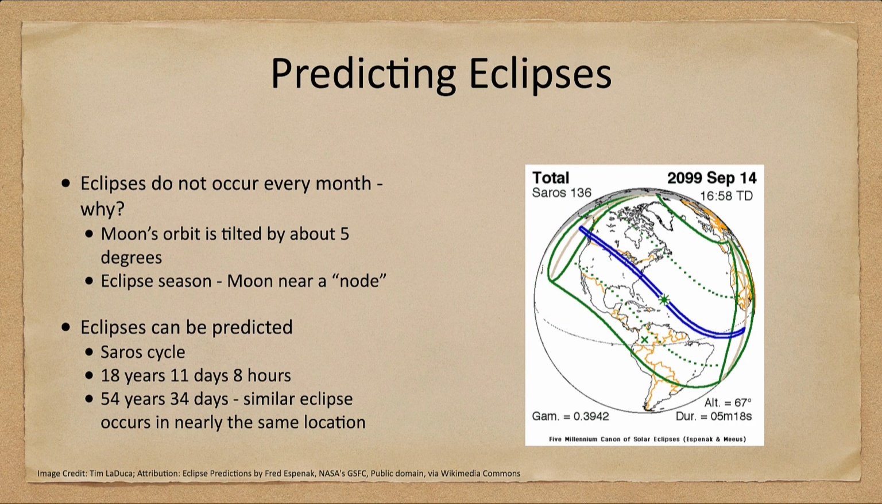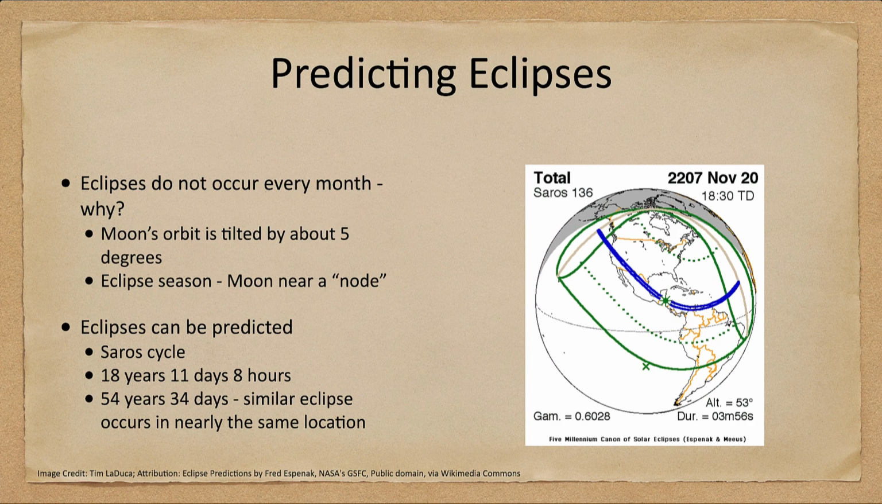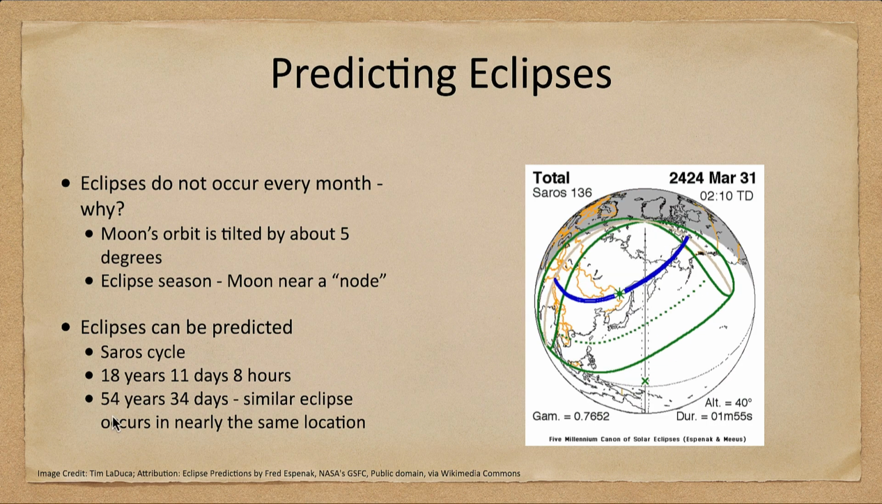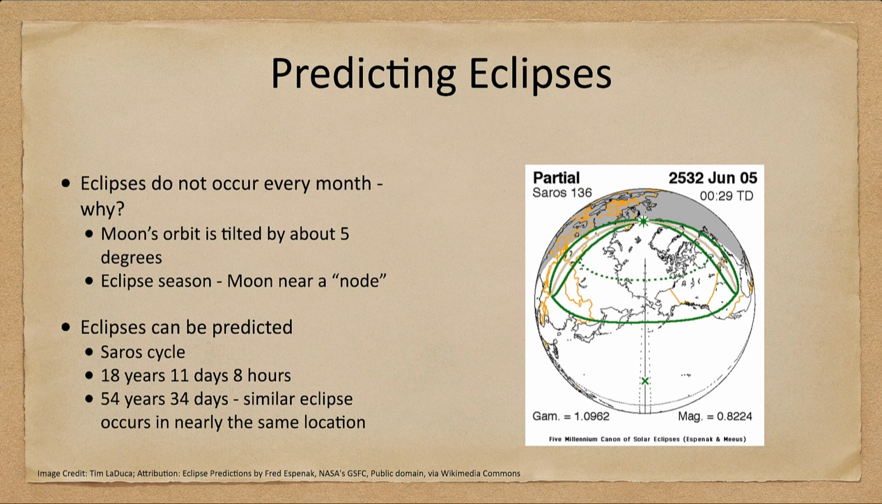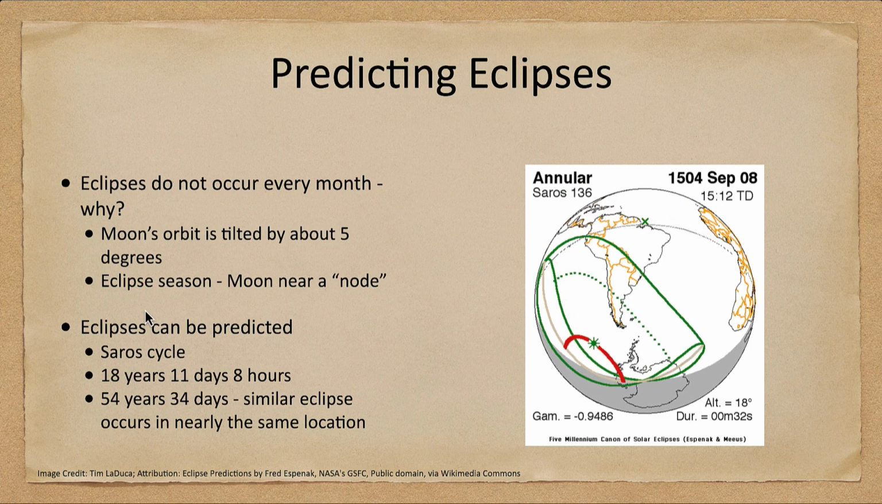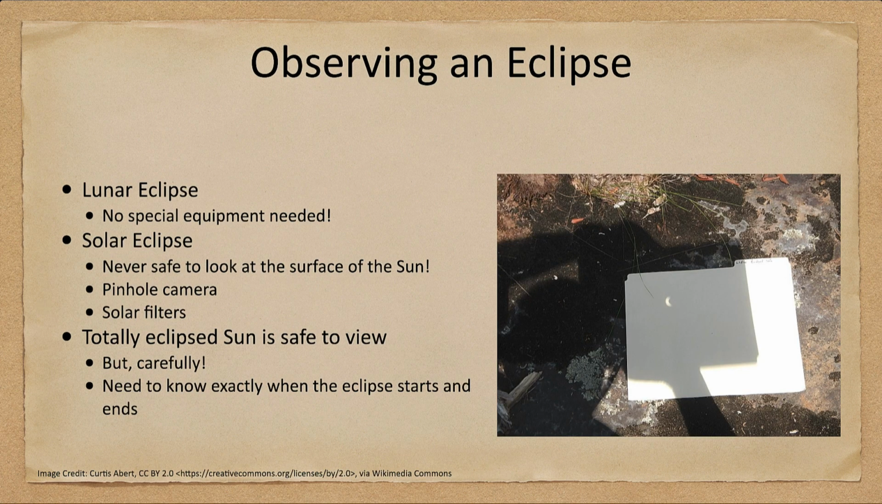Now, this isn't all eclipses. This is just one specific Saros cycle that we are looking at. But every 54 years, you will get a similar eclipse from that location. Now, how do you go about observing an eclipse? Well, lunar eclipse, very easy. You don't need anything. You can just go look at it.